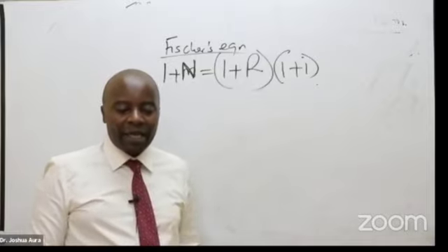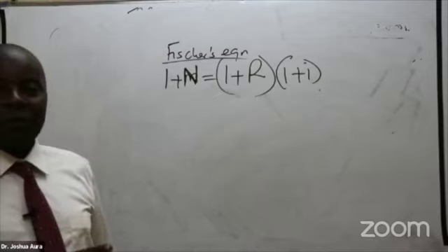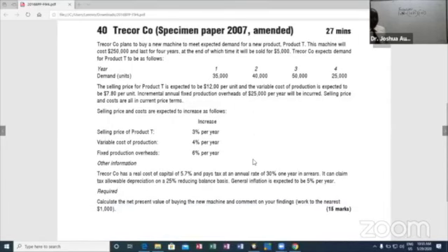So here we are reading this question together. Tracker company, I hope you're able to see that question. Tracker company plans to buy a new machine to meet expected demand for a new product called product T. We are told that the machine will cost $250,000 and will last for how many years? Will last for 4 years, at the end of which time it will be sold for $5,000.